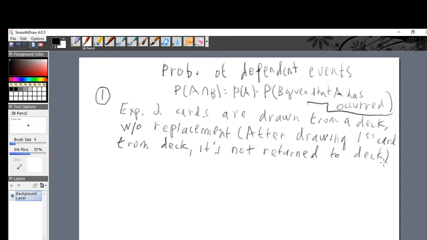Fine. Now, what's event A? Our situation is where event A, we're going to call event A, picking a king. Event B is picking a jack.